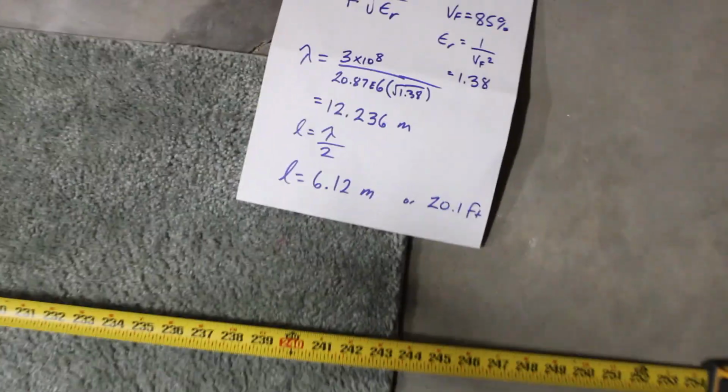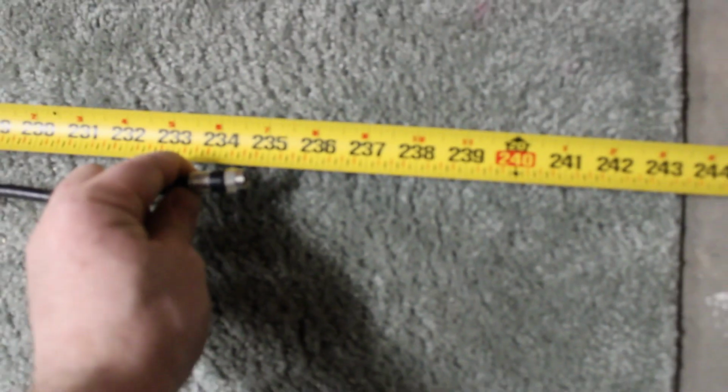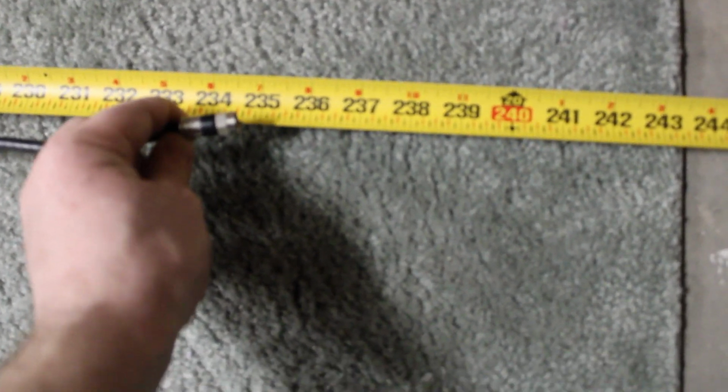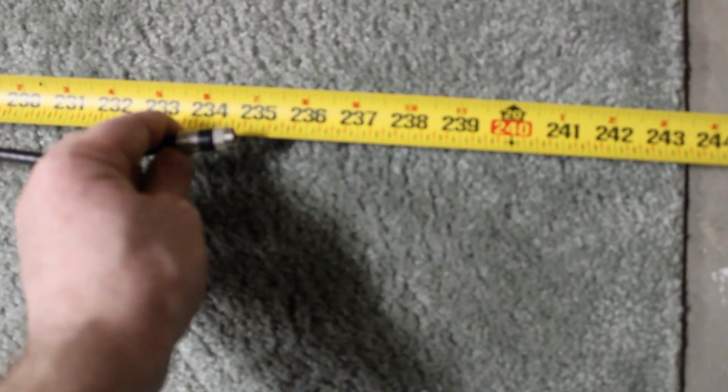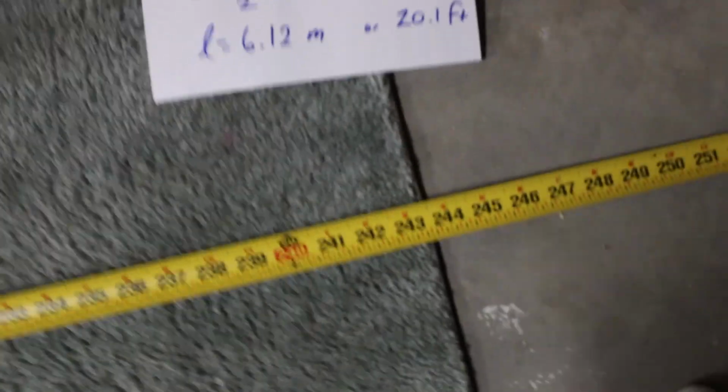Alright, so we made our calculation. We estimate the cable is going to be 20.1 feet. So I've uncoiled this cable, and there we go. We are 5 inches shy of 20 feet. So we're off by a little bit, right? Maybe about 6-7 inches.